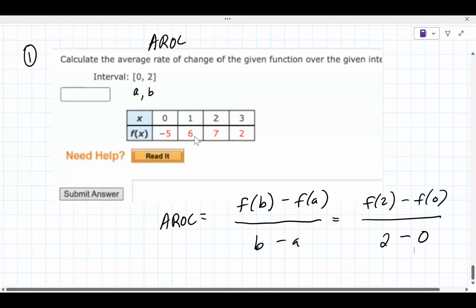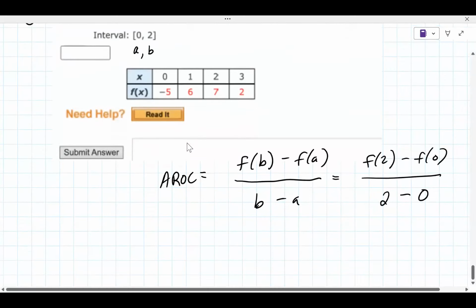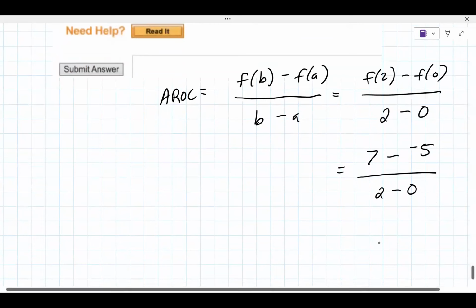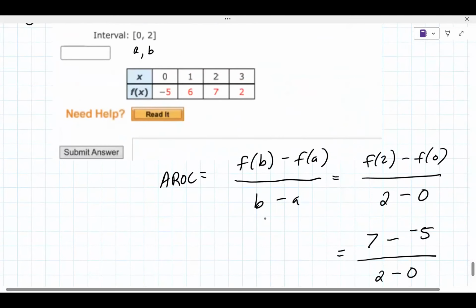So for f of 2, you have to go to the table. There's 2, 7, so 7 is f of 2. 7 minus, and then f of 0 is negative 5, over 2 minus 0. That becomes 12 over 2, which is 6. There we go. We grab the 7 and the -5.